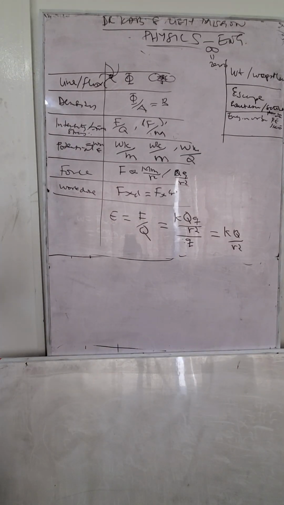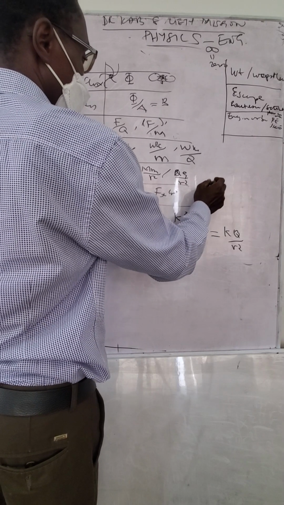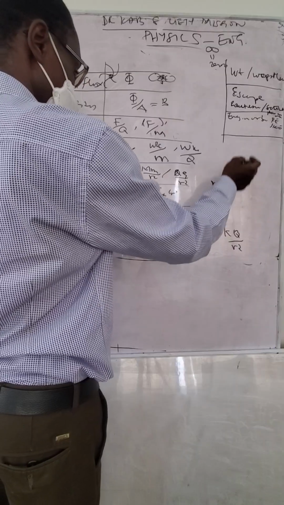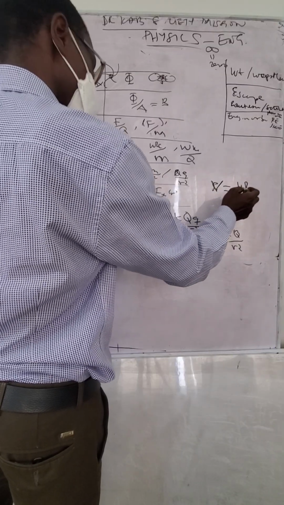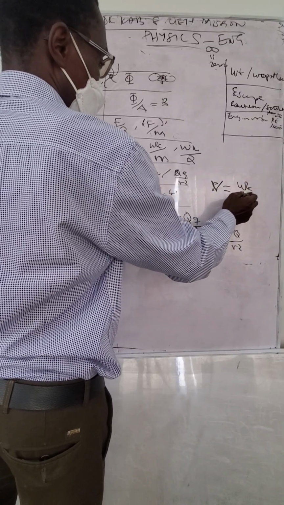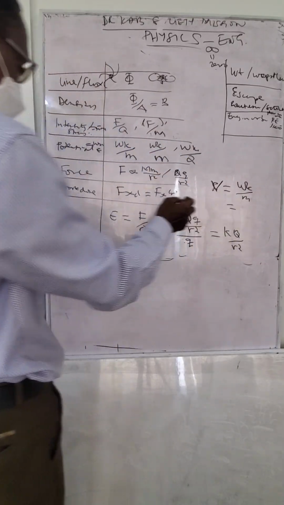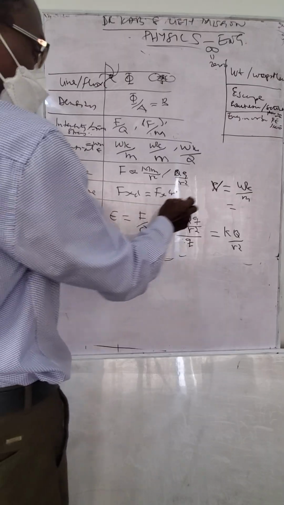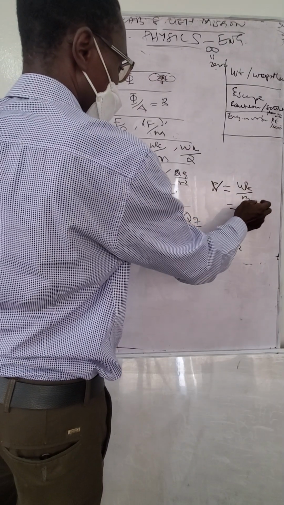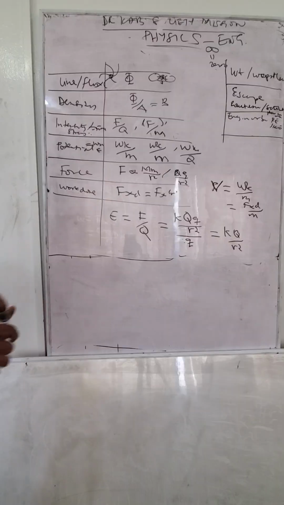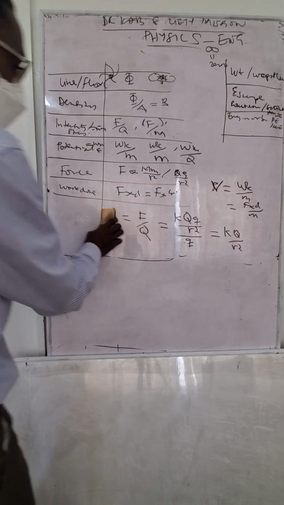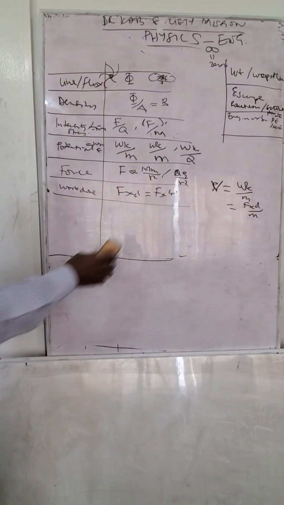So if I say find the potential at the point, the potential is usually given like this. The potential is what? Work done over what? The mass. So what's the work done? Work done is force times distance. So it's the same as force times distance over m. Let's see how that will work out, so that you don't need to commit them to memory, and that will guide you.